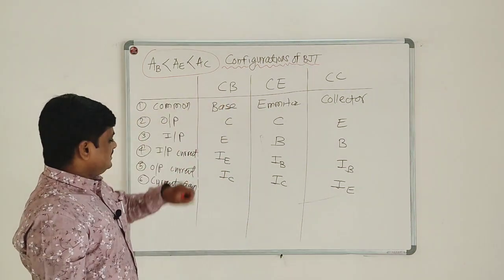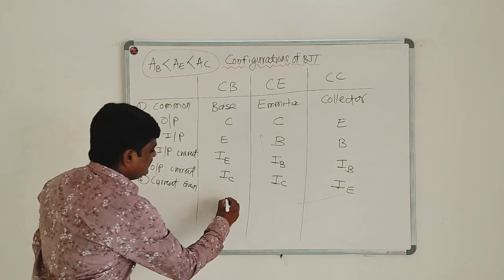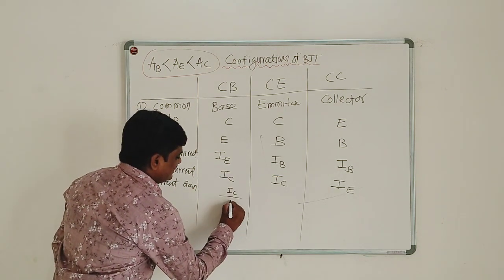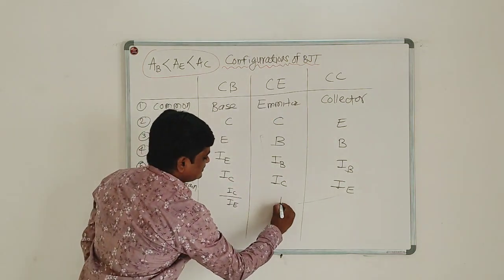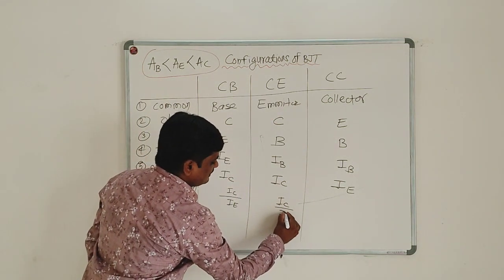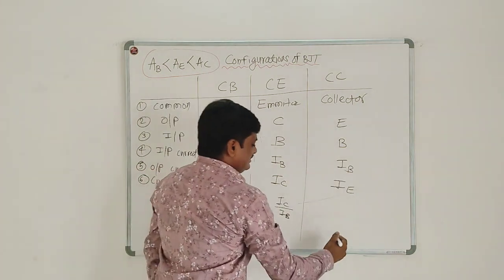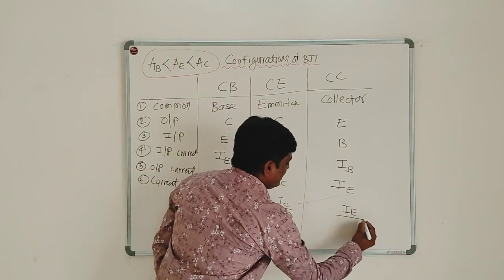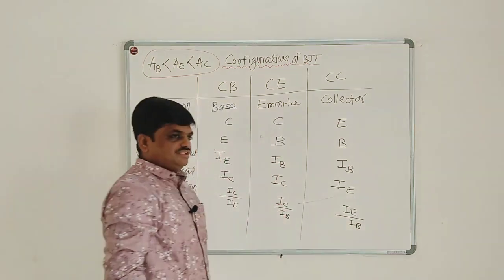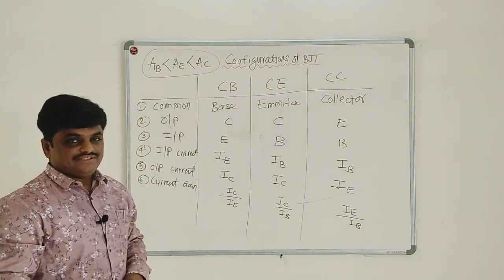In common base configuration, it will be the ratio of IC divided by IE. Then in common emitter configuration, it will be the ratio of IC divided by IB. And in common collector configuration, it will be the ratio of IE divided by IB. So these are the current gains in each configuration.